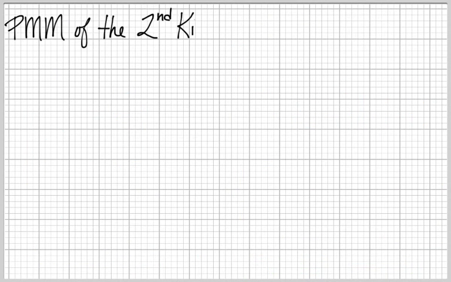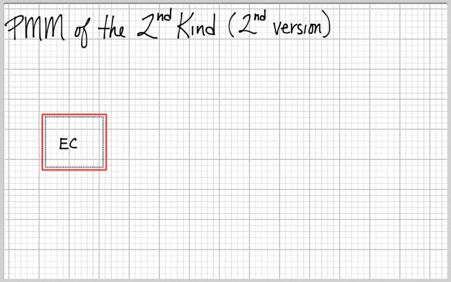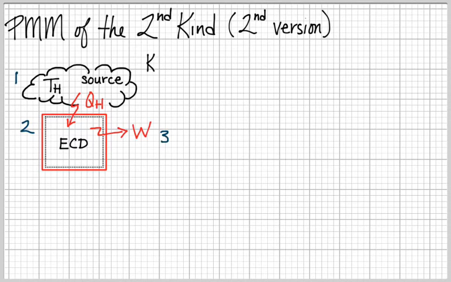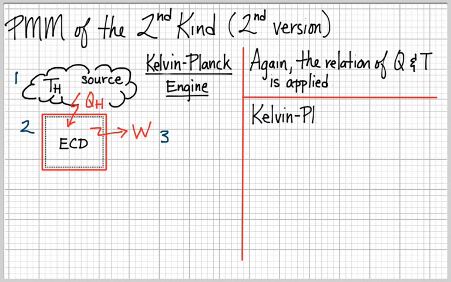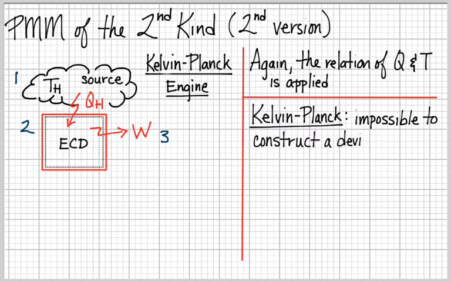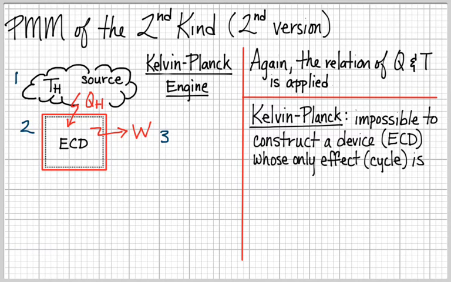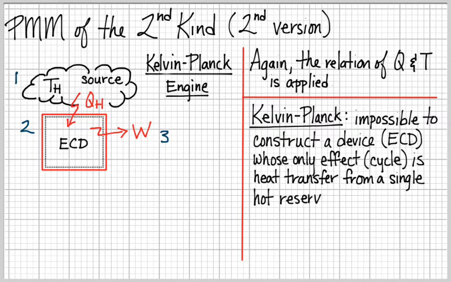All right, so the next version of this is the perpetual motion machine of the second kind. I'm going to draw that same kind of energy conversion device and a cloud here, right? In this particular case, it's again the second version of the perpetual motion machine of the second kind. I'm going to have a big source, a reservoir of hot air, hot something, hot fluid, and I'm going to dump Q across from 1 to 2 into my energy conversion device. And I'm going to assume that I get work shooting out of the right to 3, and I get 100% work coming out of there.